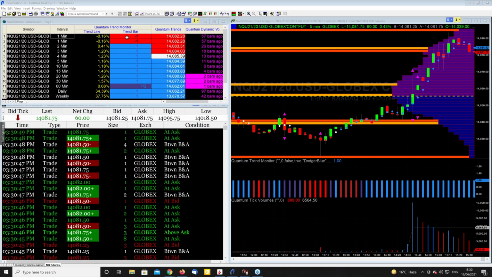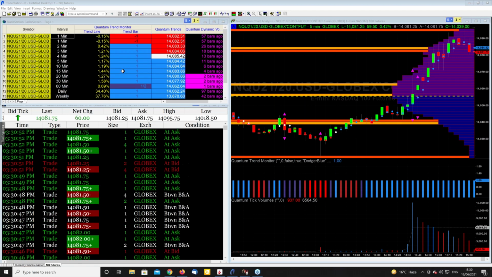What I've also got up here, which is just another great visual way. And by the way, this is being driven. This is radar.